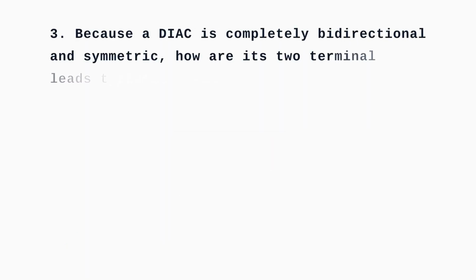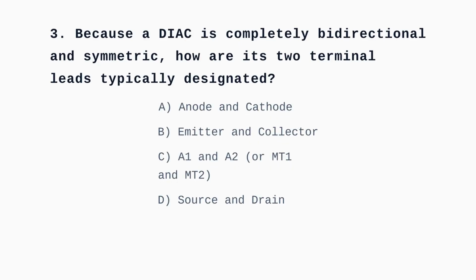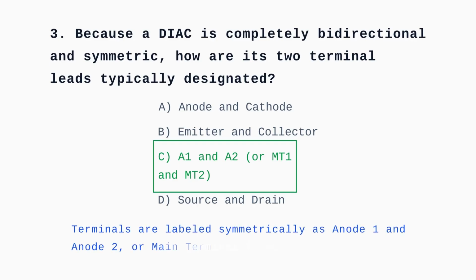Question 3. Because a DIAC is completely bidirectional and symmetric, how are its two-terminal leads typically designated? Since the device operates symmetrically in both directions, the polarities aren't fixed, and leads are simply named anode 1 and anode 2.